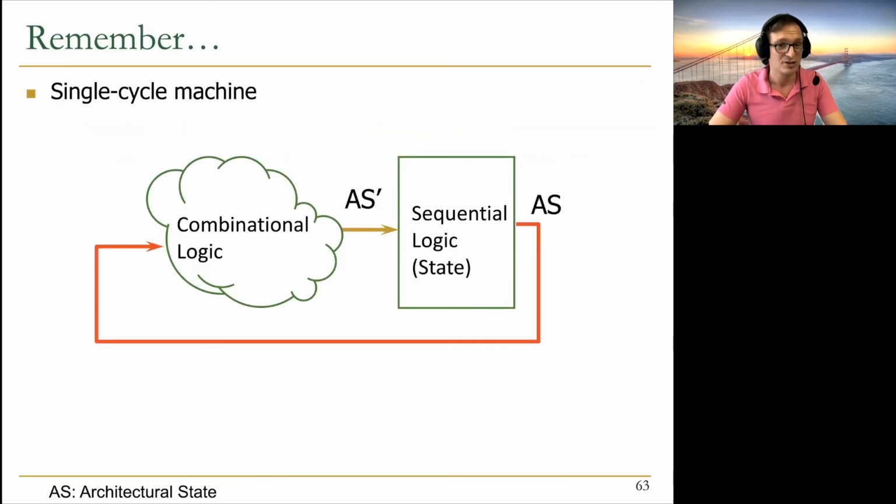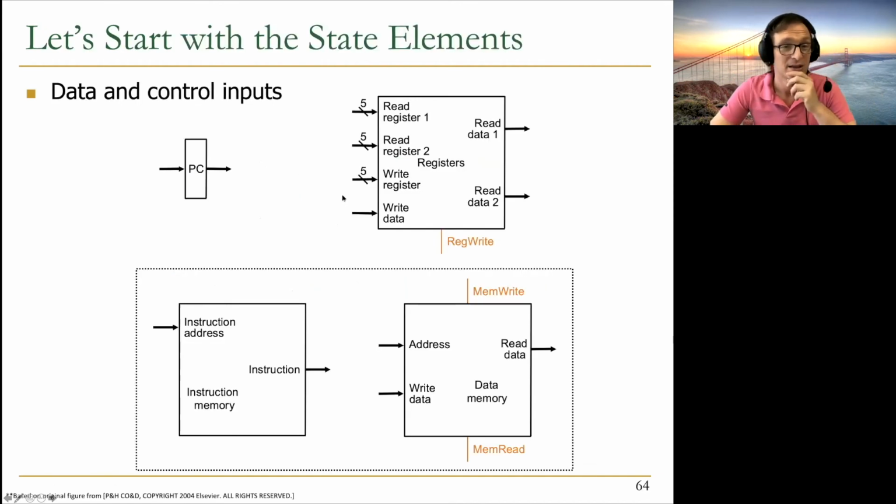Okay, so now let's take a closer look at a single cycle microarchitecture and build it up. So remember, this is our single cycle machine. We're going to implement all instructions, the entire ISA, in this combinational logic. And each instruction will transform some architectural state to architectural state prime in a single clock cycle. So we're going to start with some state elements to build our machine.